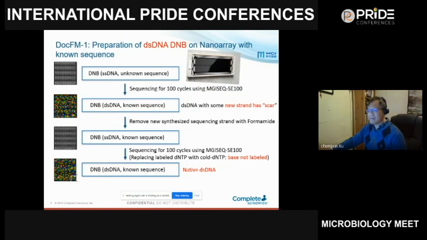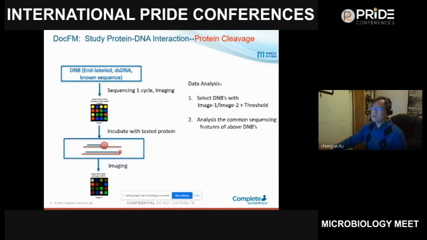But now in this case, we have no sequences. So when we do the protein cleavage, we just do one cycle. Since we already knew the sequences, we're adding one more cycle. We do the images. Then we incubate with our test protein. For example, in this case it is restriction enzymes. We'll do the image again.